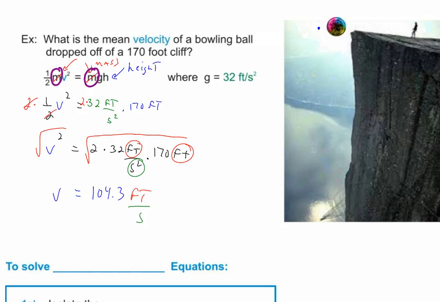All right, but again, negating the air resistance, the mass has nothing to do with it. Shape would only matter because of air resistance. 104.3. All right, we're going to pick up here tomorrow.